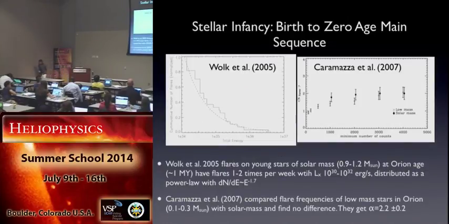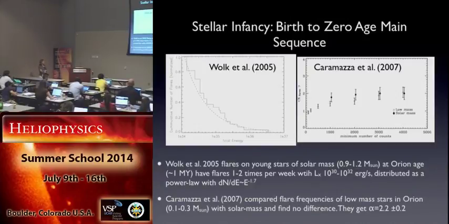On the left, you'll see a flare frequency distribution from young stars that are about 1 million years old that are solar mass. They have a flare frequency distribution that's roughly similar to what we see on the sun. This power law index is about the same as what we see in solar flares, except these are much more energetic, and they're happening much more frequently. These flares have a maximum energy of 10 to the 36 ergs, happening 1 to 2 times per week.